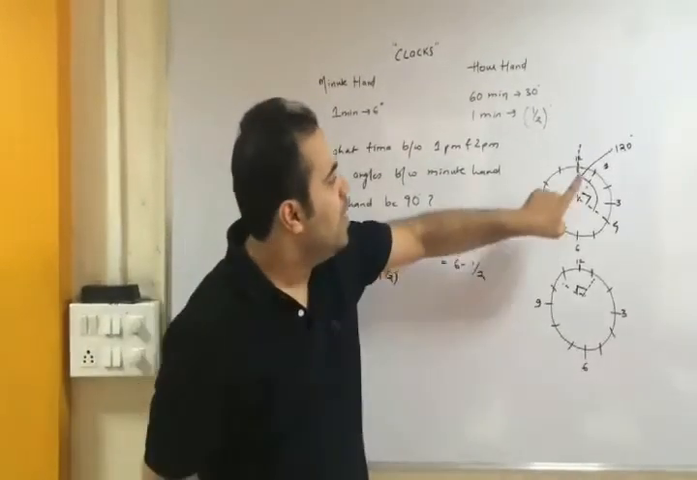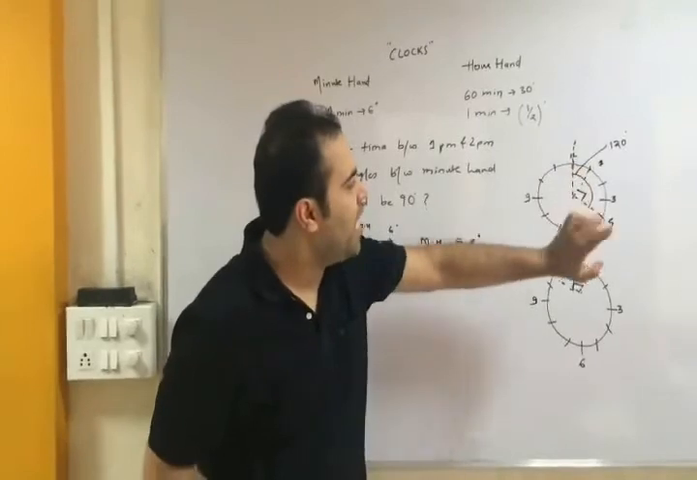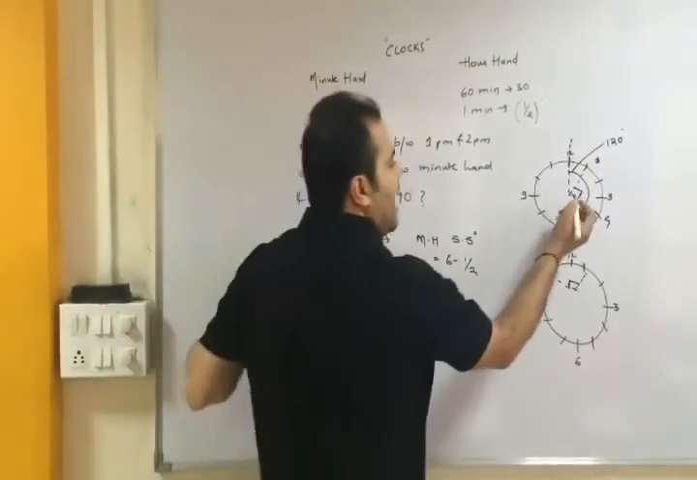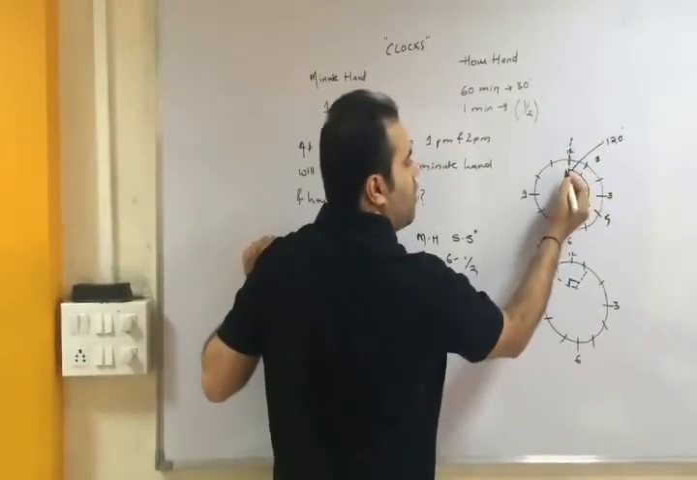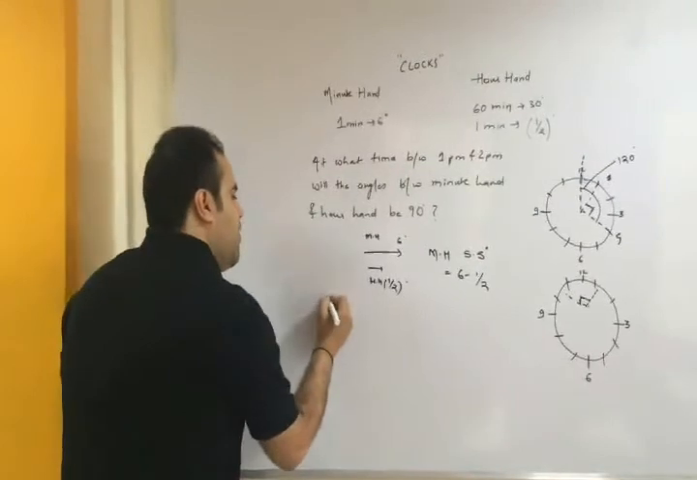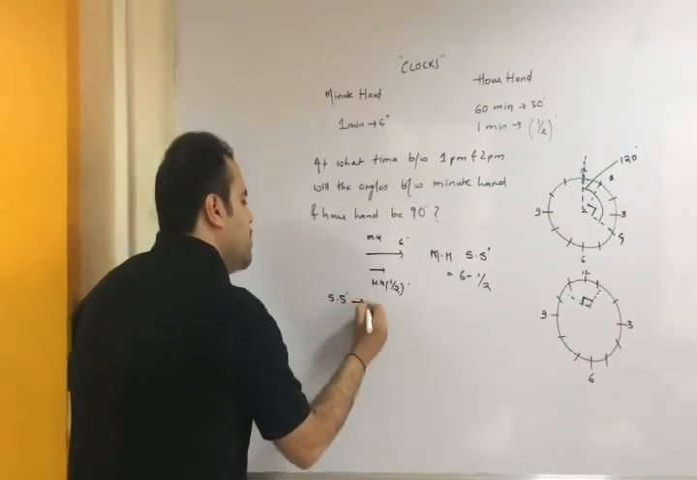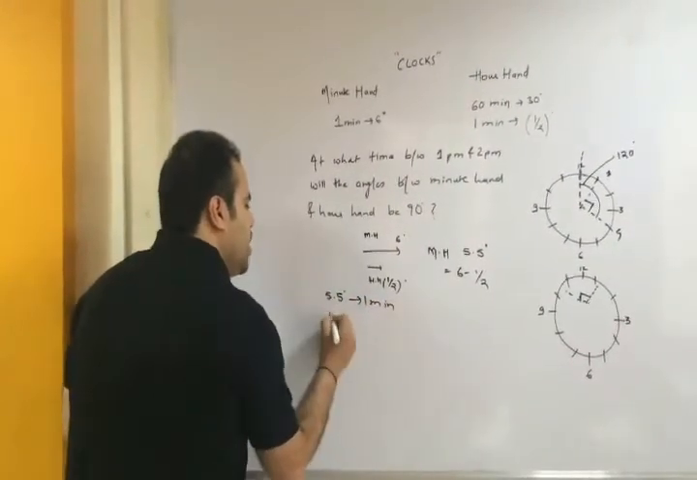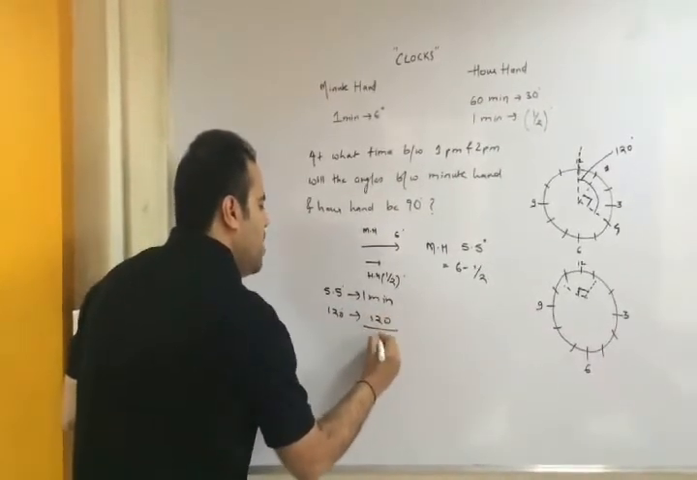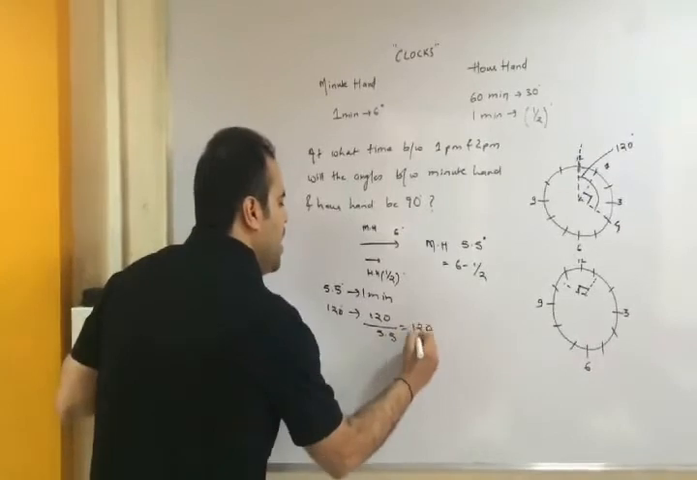So my minute hand will be rotating by 5.5 degrees if I am keeping this fixed. To make an angle of 90 degrees, I have seen I will have to rotate the minute hand by 120 degrees. So by unitary method, 5.5 degrees will be covered in 1 minute. So 120 degrees will be covered in how many minutes? That will be 120 by 5.5, which can be written as 120 by 11 by 2.